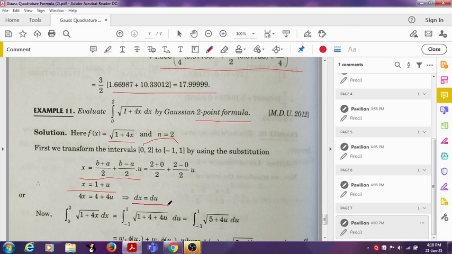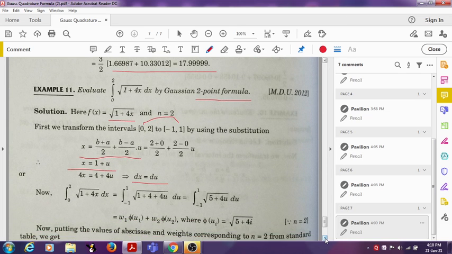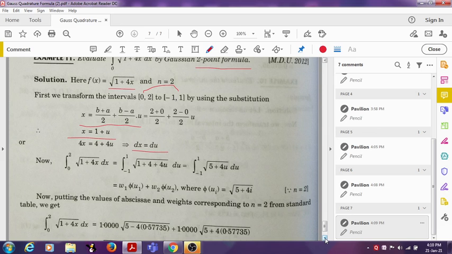So from here we find that dx will be equal to du. Now we are to convert our function f(x) in terms of u. So we substitute the value of x here and we find that the function will be the square root of 5 plus 4u, and this can be written in the sigma form as w1 phi of u1 plus w2 phi of u2, where phi of ui will be equal to the square root of 5 plus 4 into ui.